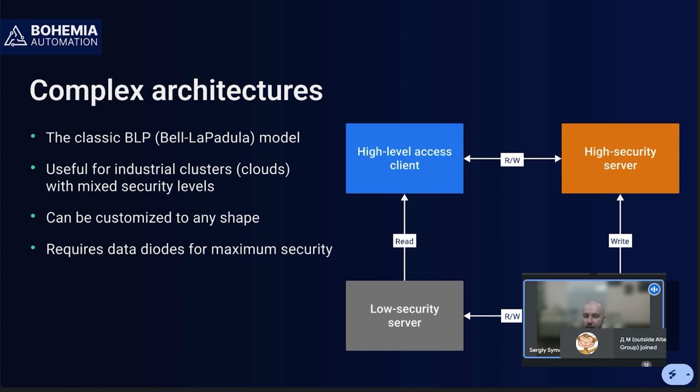Some complex architectures. With data diodes, you can implement, for example, the classic Bell-LaPadula model. It's a little bit harder to understand. It was used probably in the 70s to restrict document flow between different operators with different levels of access.